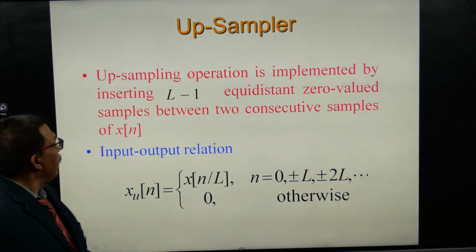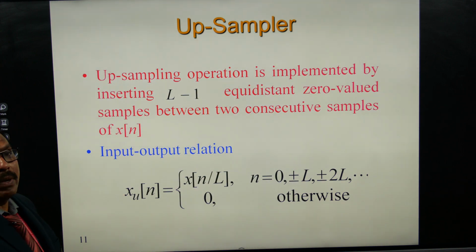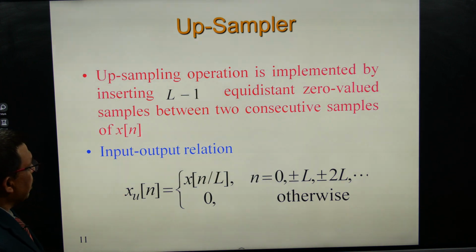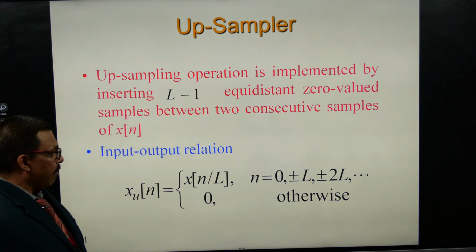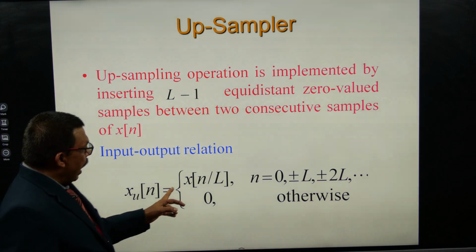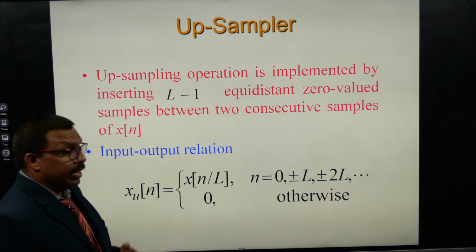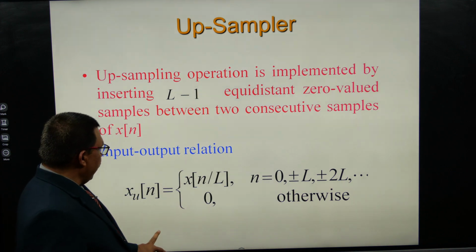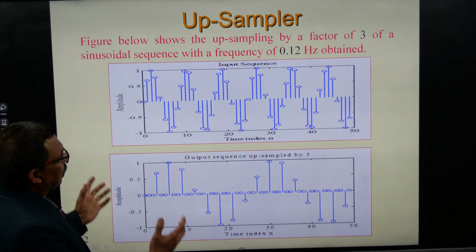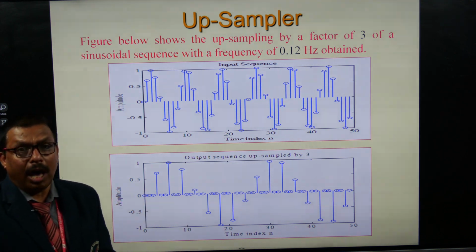Upsampling operation is implemented by inserting L minus 1 equidistant zero-valued samples between 2 consecutive samples of x of n. In the mathematics, x of n by L, where n takes all integer multiples of L: 0, plus or minus L, plus or minus 2L, etc. So this is the pictorial representation of upsampling.